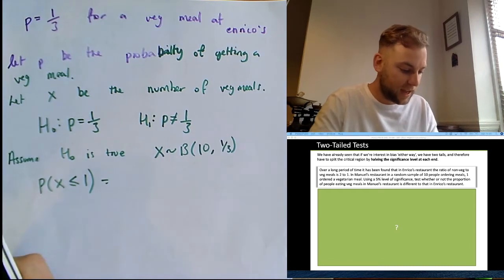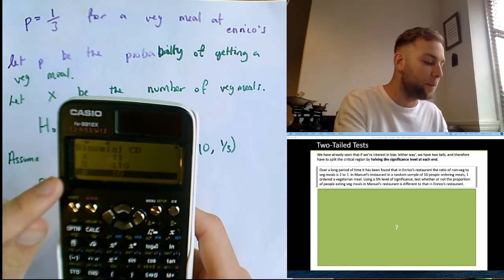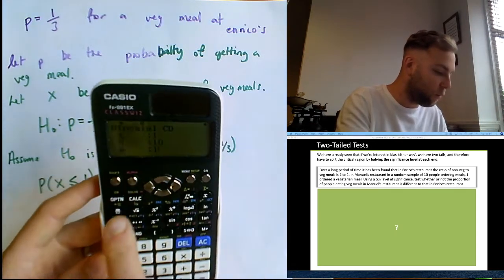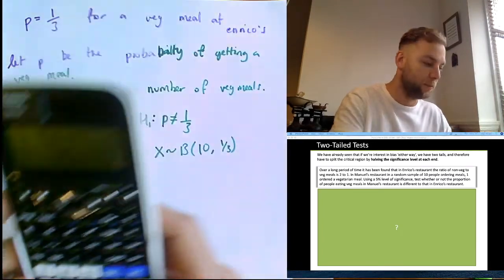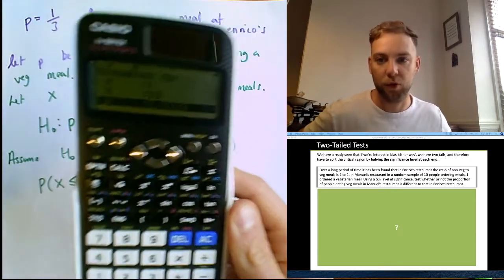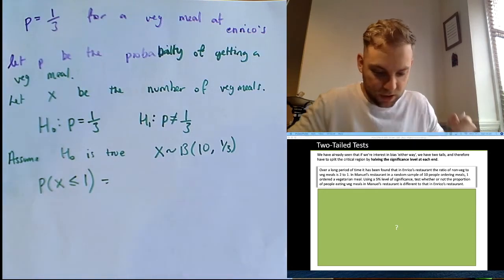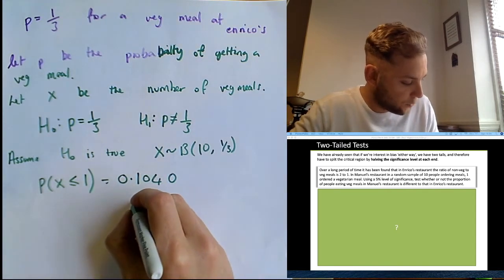So here I'm going to go to 7, discrete, then binomial CD, and look at variable. I know that x in this case is equal to 1. I know that n in this case is equal to 10. So 1 out of 10. And I want to see the probability of this happening if the probability was equal to 1/3. The way we do this is we press 1, the fraction button, 3. It comes up as 0.333. See that there? So we press equals. We get a probability there, which is equal to 0.1040.